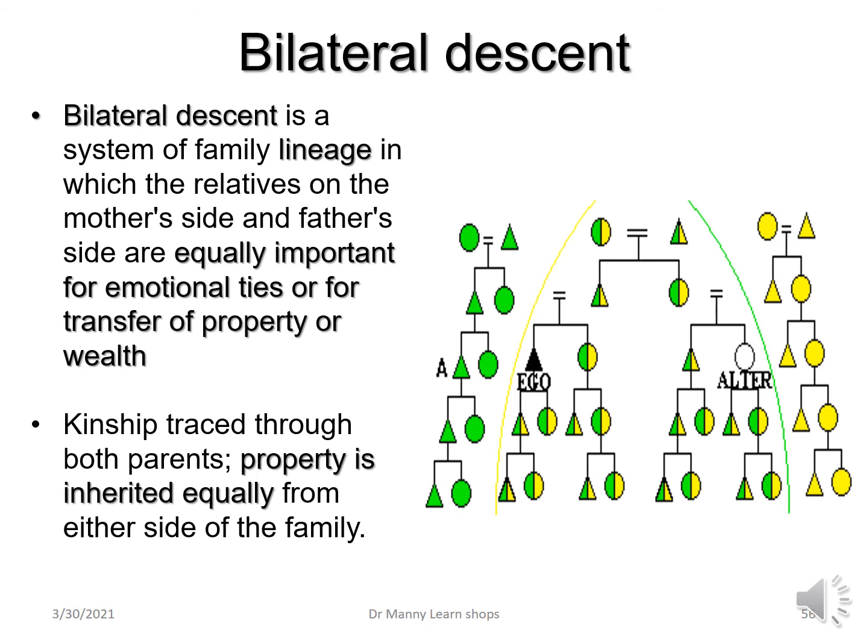Then you've got bilateral descent. Bilateral descent is a system of family lineage in which the relatives on the mother's side and the father's side are equally important for emotional ties, for transfer of property or wealth. And kinship is traced through both parents. Property is inherited equally from either side of the family. Bilateral descent.